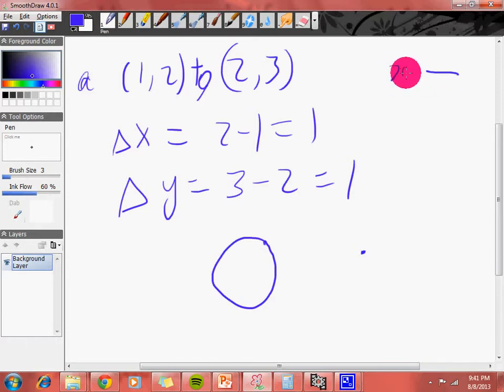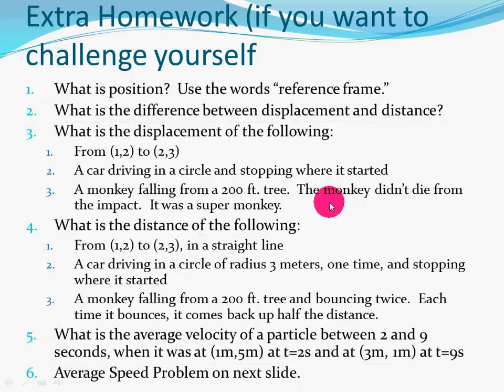Anyways, it started off at 200 feet. It ended up at 0 feet because it fell on the floor. So the displacement is 200 feet. Bam. No other information is needed.